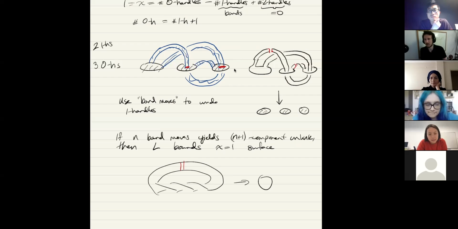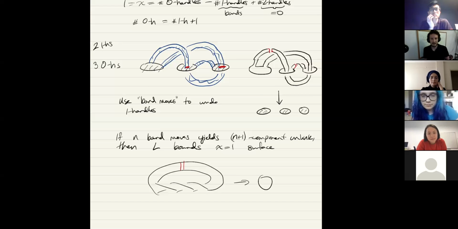I guess there can't be that big of a difference, I suppose, just because of the number of components that you're starting with. But I don't know if that's a satisfactory answer. But here's an example where it's not n plus one, it's just n. All right.